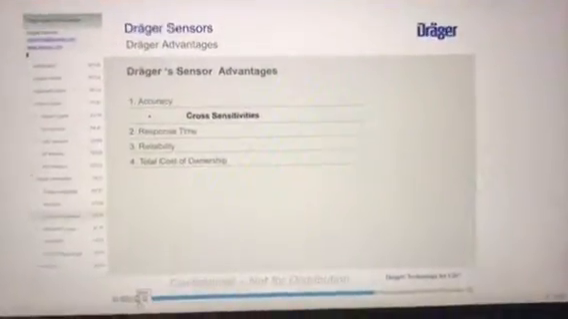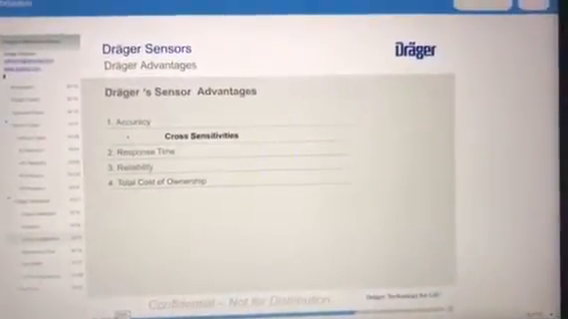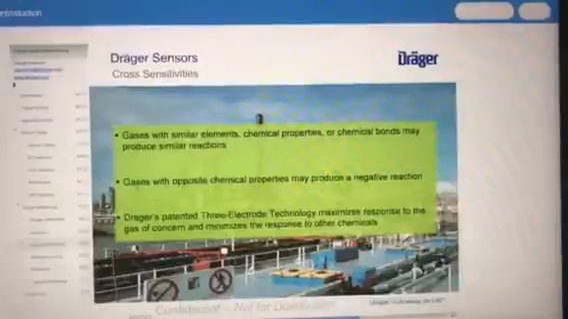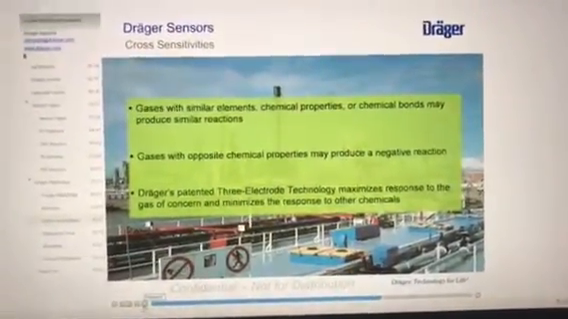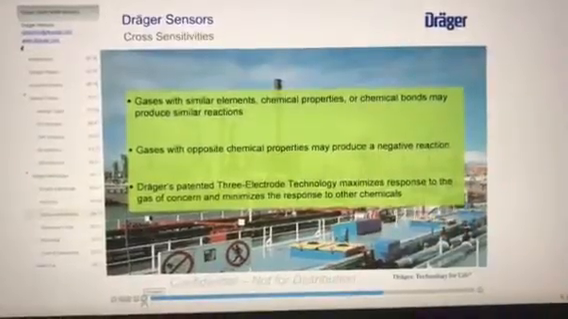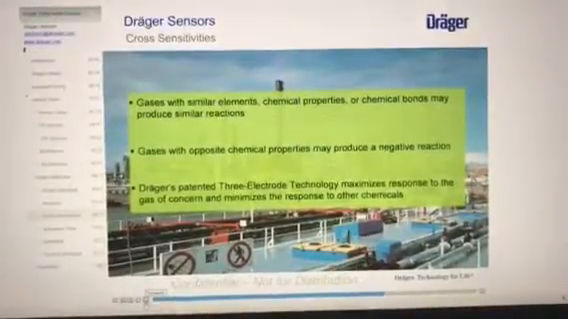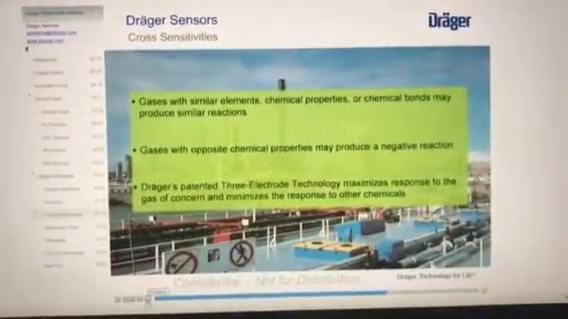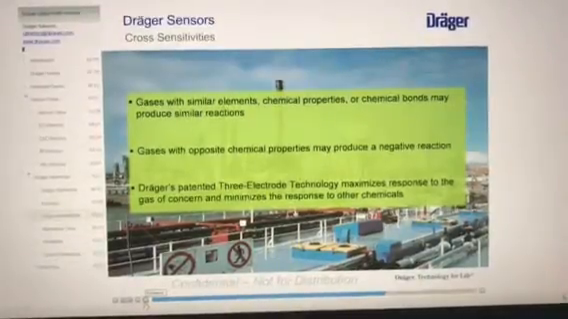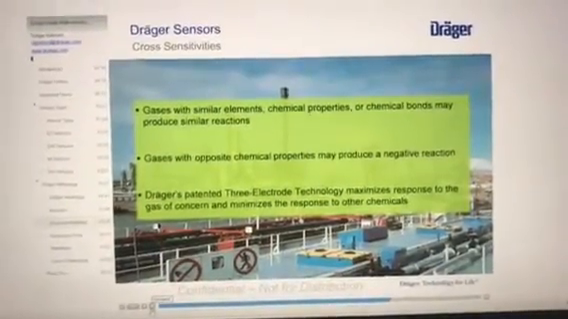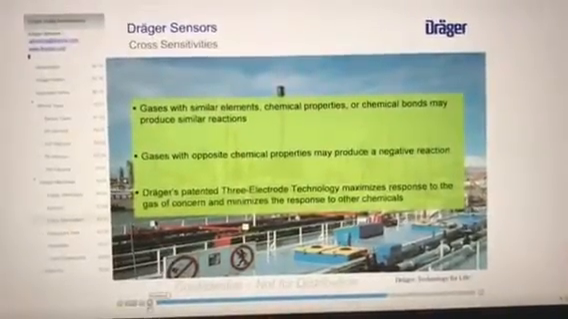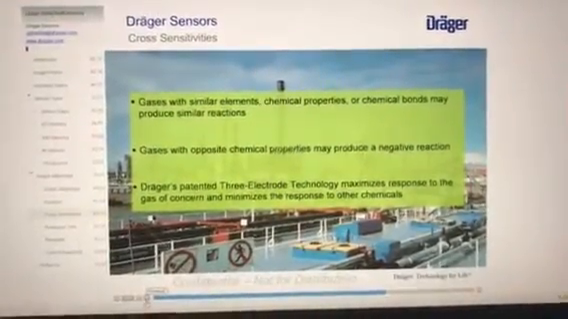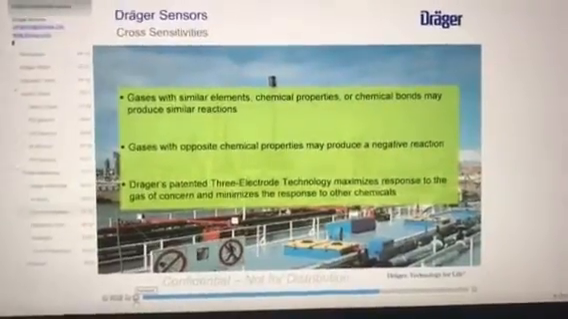Now we will discuss another aspect of sensor accuracy by looking into sensor cross-sensitivity. All sensors have cross sensitivities, which means that the sensor reacts to another gas that is not the target gas of the sensor. Gases with similar elements, chemical properties, or chemical bonds may produce similar readings by the sensor even if the target gas is not present.